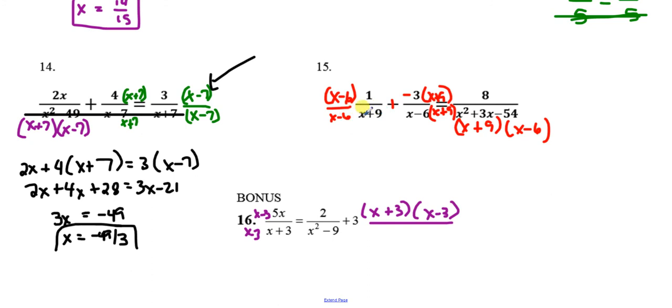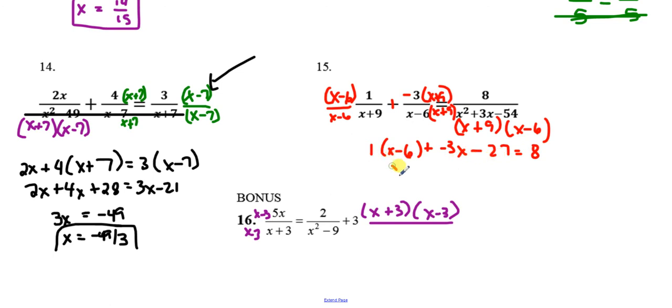Anyway, now we have x minus 6 times x plus 9, x minus 6, x plus 9, x plus 9, x minus 6. So both sides have the same denominator. We can get rid of the denominator, and we end up with 1 times x minus 6 plus negative 3x minus 27. And this side already has the denominator, so I didn't multiply it by anything, equals 8.